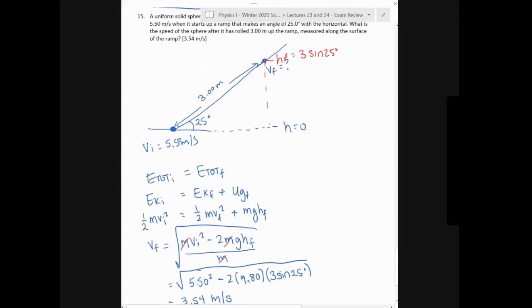Did I do anything wrong? Actually, that number doesn't give me 3.54. I can type it up. So I want people to look at my solution and think if there's anything wrong. And I'll give you a clue. There is something wrong. I want you to find it.